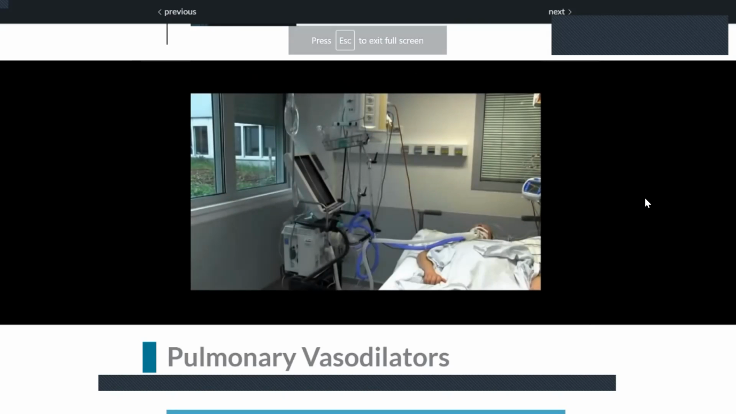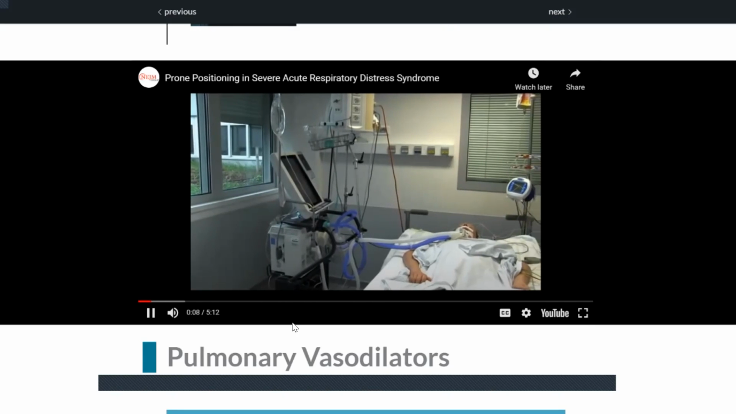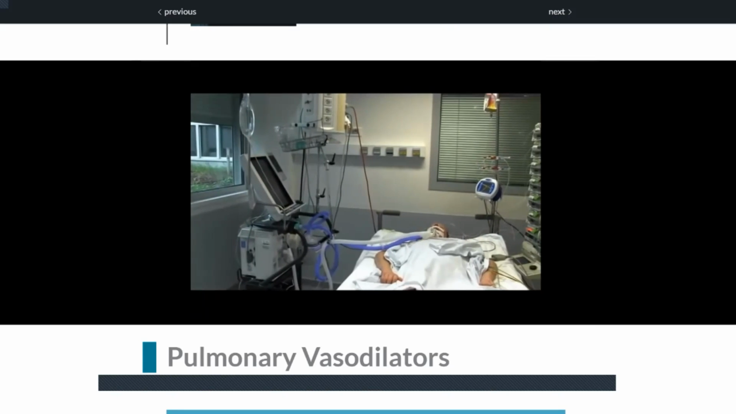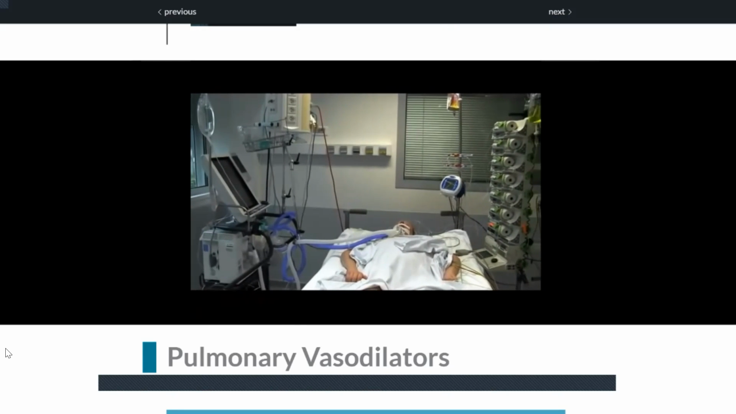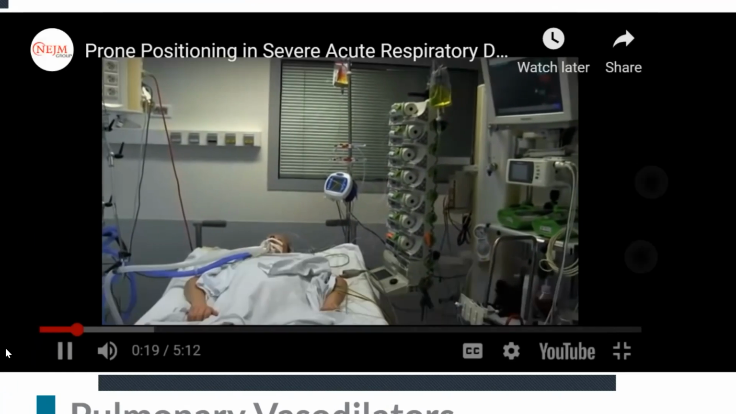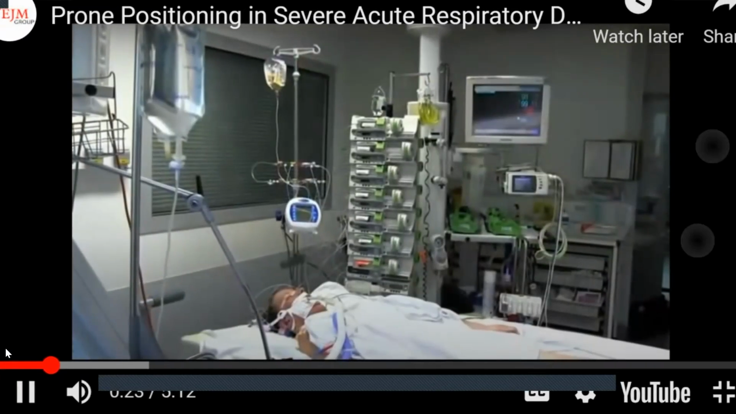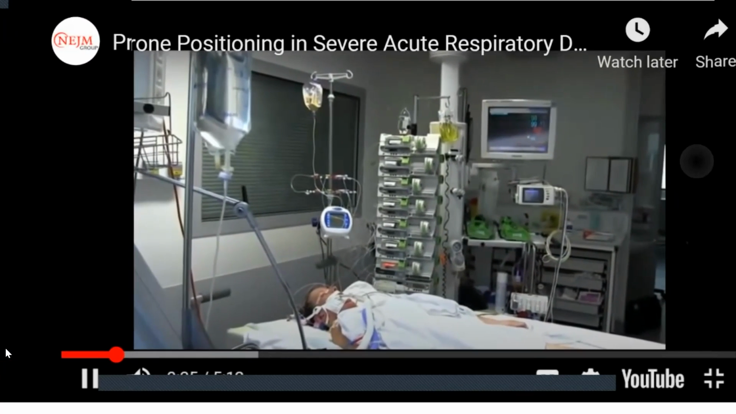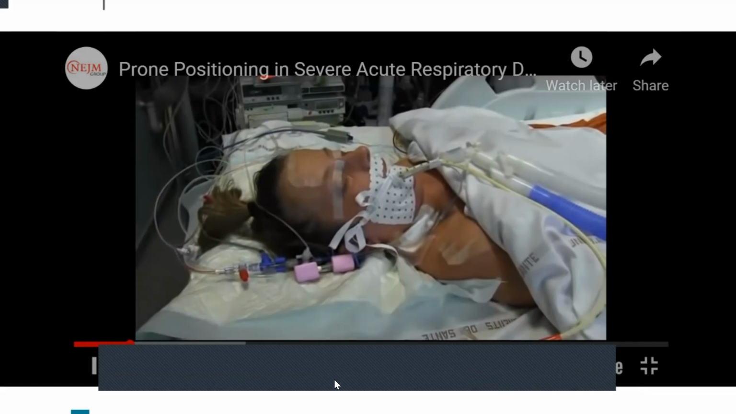Proning an ARDS patient receiving invasive mechanical ventilation in the ICU must be done carefully to ensure safety during the procedure. For the procedure to be successful, it is vital to use trained and experienced staff. The video you are about to watch shows the technique used to achieve the prone position and the return to the supine position. The procedure usually requires 3 to 4 people.